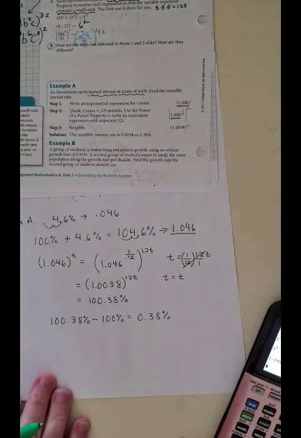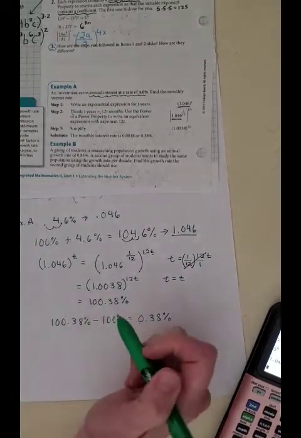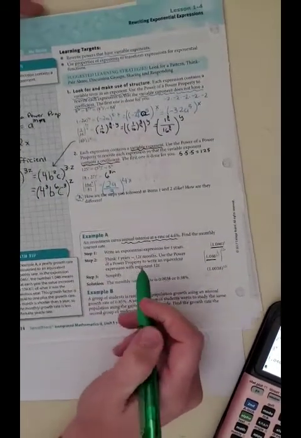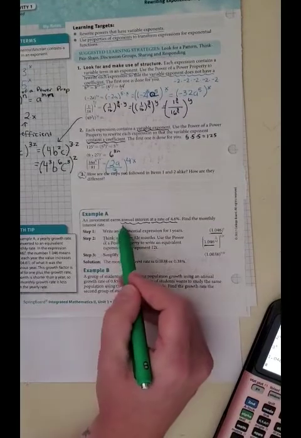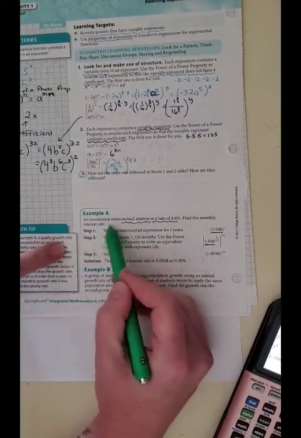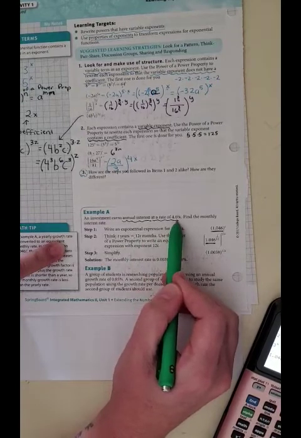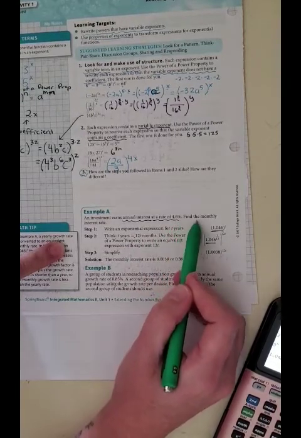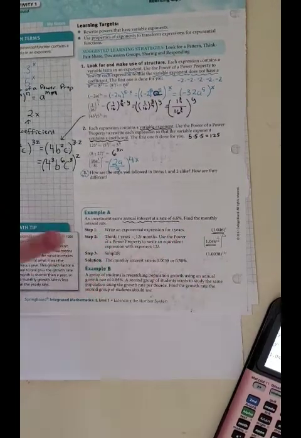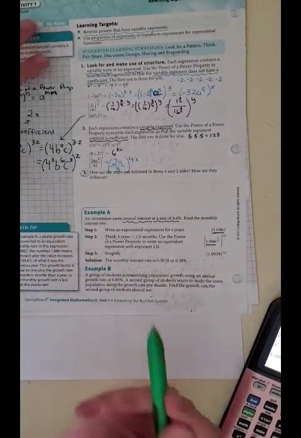All right, so what we just found was we took an annual interest rate. This is an application problem. If you invest in a bank account with an annual interest rate of 4.6%, and you want to find the monthly interest rate, this is what you would do. I'll replay those steps here.